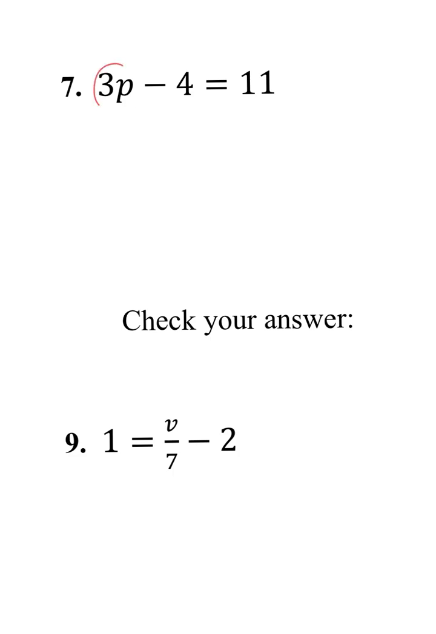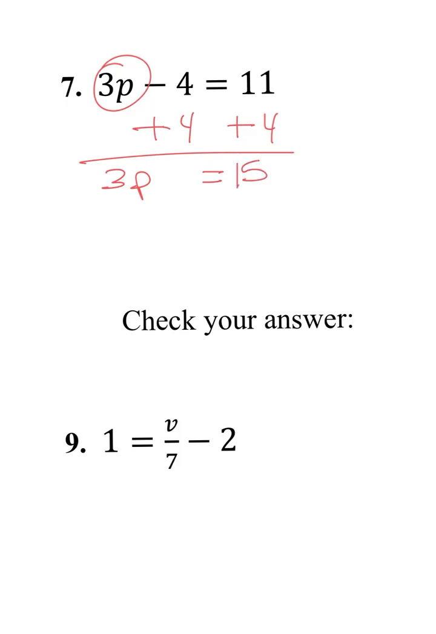Circle the variable and any number attached to it. First thing I'm going to do is get rid of any addition or subtraction. So I'm going to add 4 to both sides. So I'm left with 3p equals 11 plus 4. 11 plus 4 is 15.